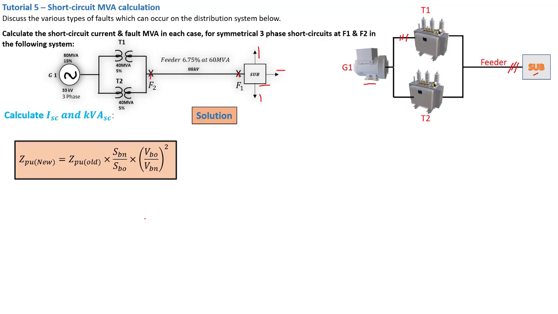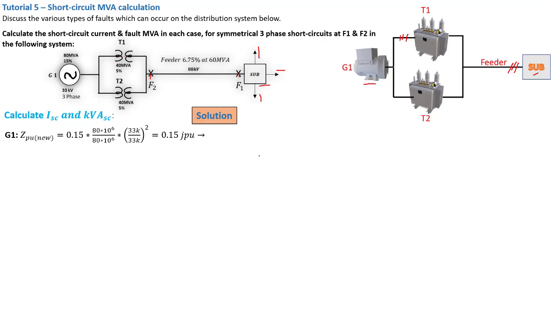Now, if you are not too sure of how this formula works, I've done a lot of tutorials on the per unit system, so you can go and look up the per unit playlist on my channel. Okay, so basically we're just going to implement this formula to find the new per unit values of generator 1, T1, T2, and also of the feeder.